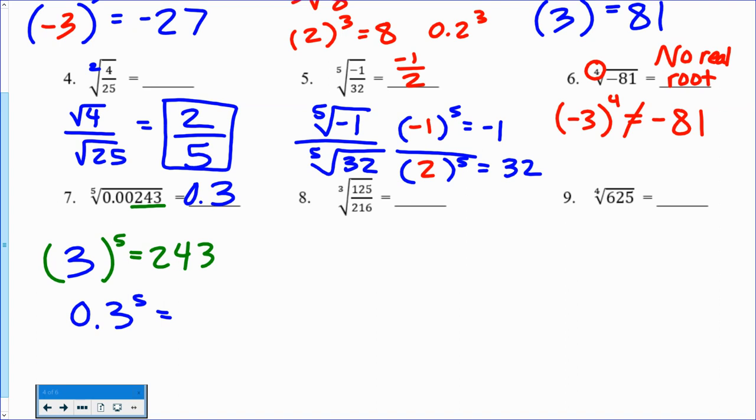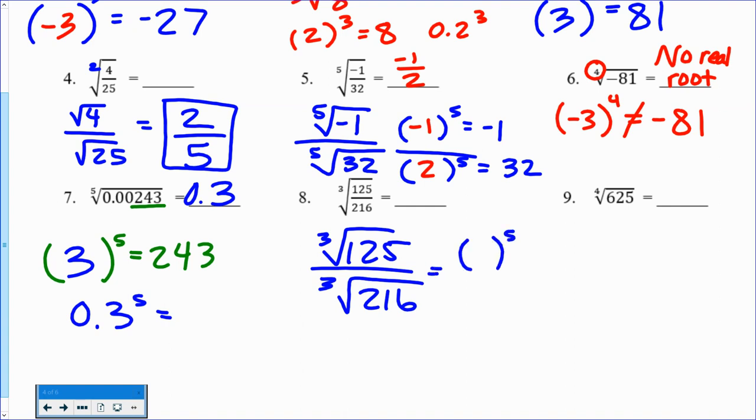Okay. With number 8, I'm taking the cube root of 125 and the cube root of 216. So I can do those separately, and I'm looking for what to the 3rd power gives me 125, and what to the 3rd power gives me 216. Okay, so you're testing that on your calculator.